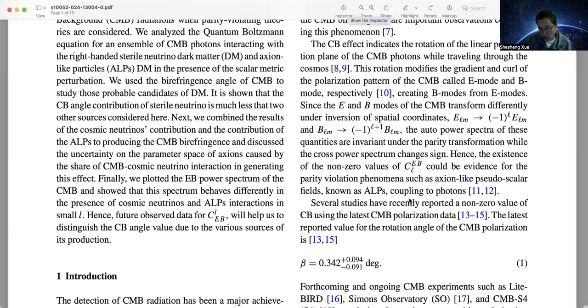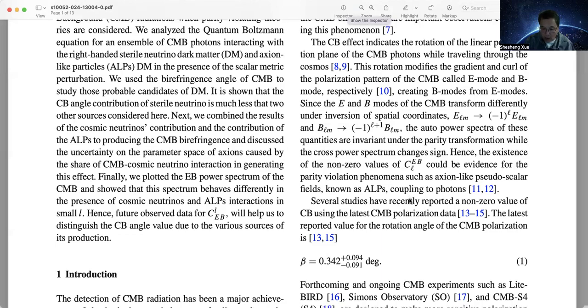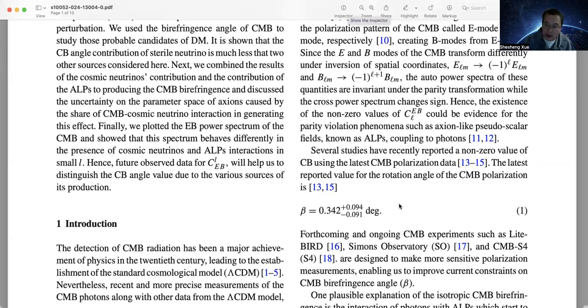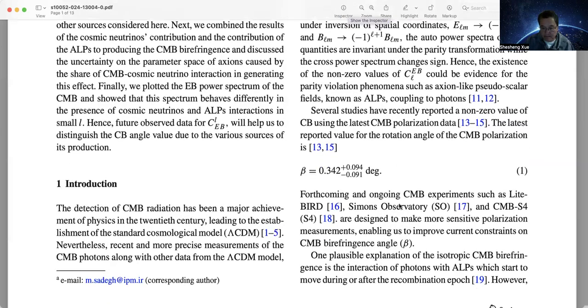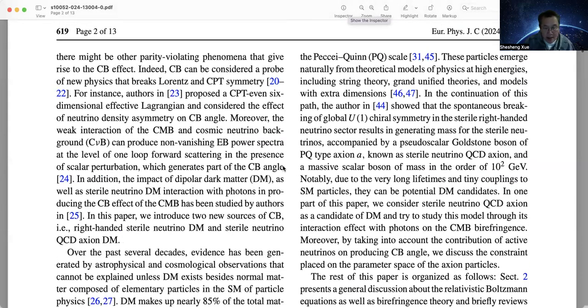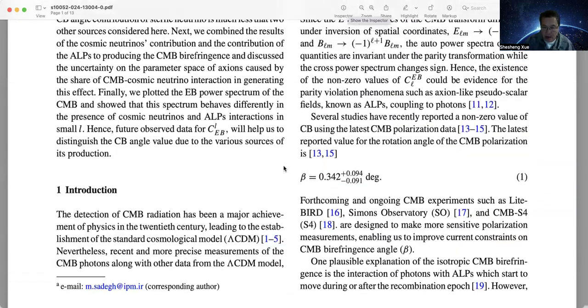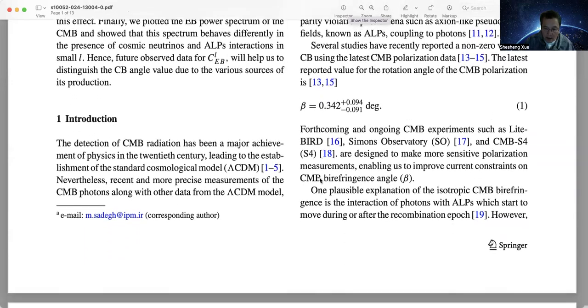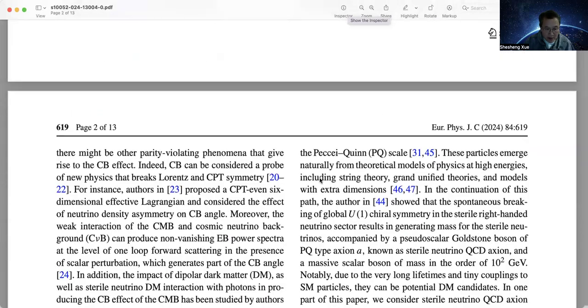The active neutrino, sterile neutrino, and axion interact with the photon while the photon is traveling from the last scattering surface to us today, and we measure the parity-violating phenomena through this CMB birefringence phenomenon. Here I call beta the rotation angle of the linear polarization plane of the CMB photon. So clearly, in order to create this non-zero CMB birefringence angle beta, the photon needs to have some interaction which violates parity.